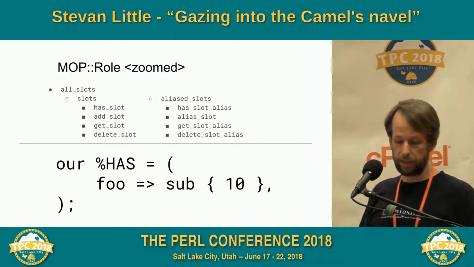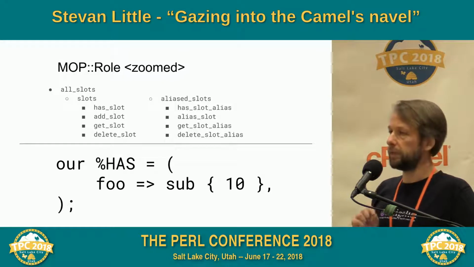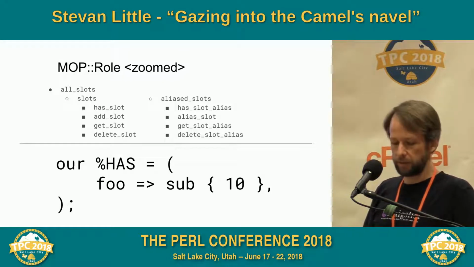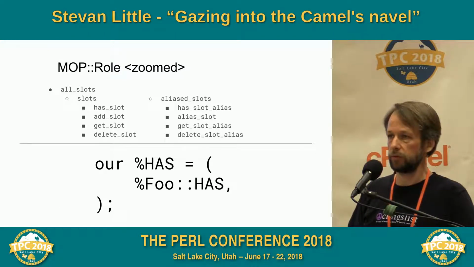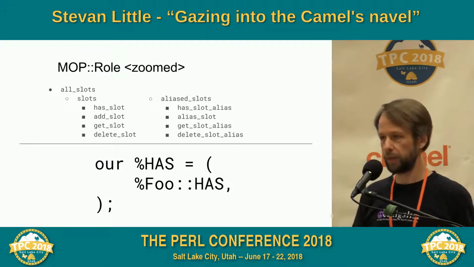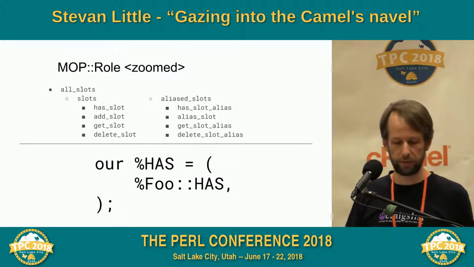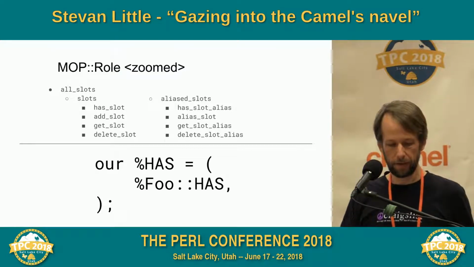What I show down here below, the our has, so this, as I said before, would be a regular slot because it's defined within that package and we know it's good. The alias slots would happen if you did something like this. So if you're bringing in slots from another class, you would just put them into your has variable. That's how we do inheritance with this, and those would be alias slots at that point.